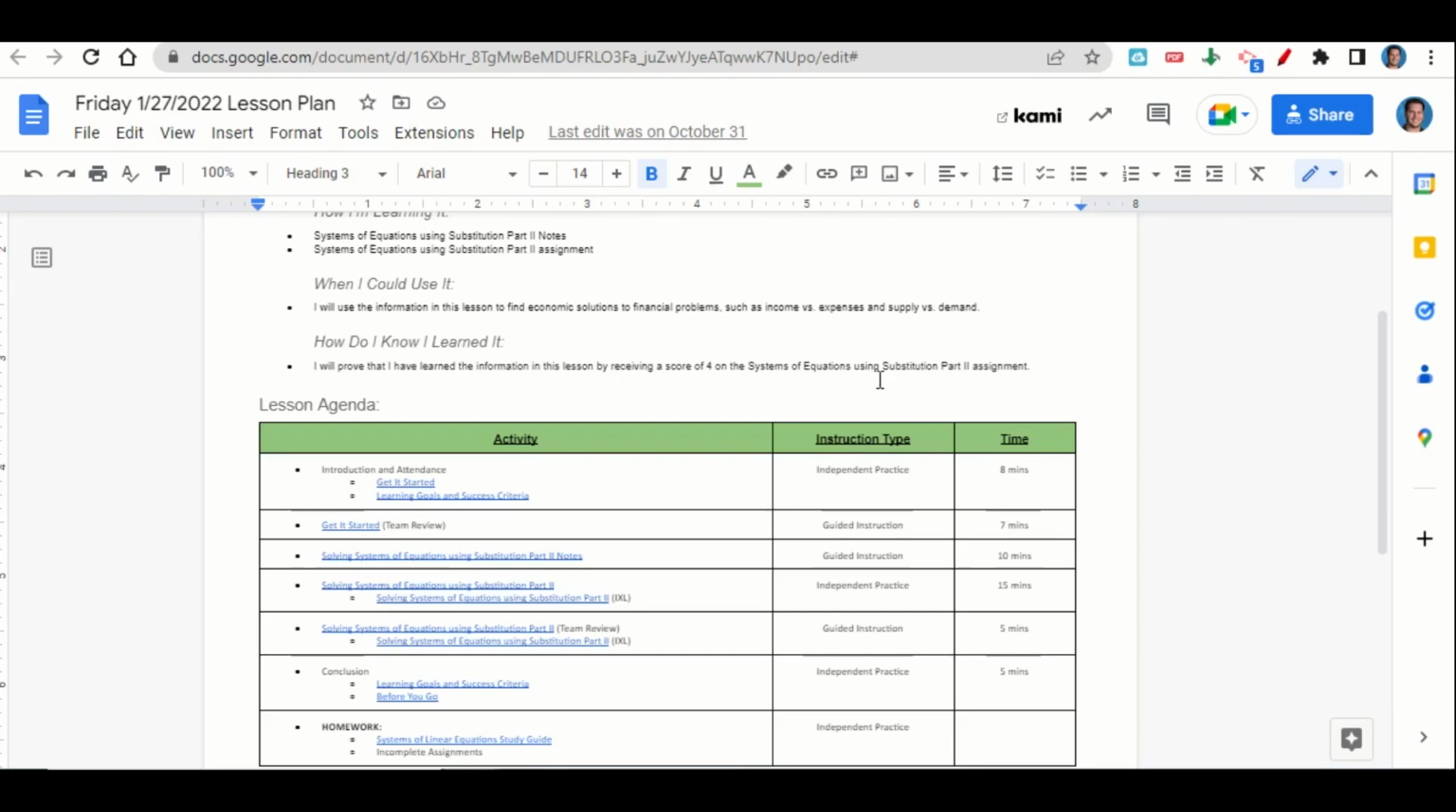At the end of class, we'll go back over our learning goals and success criteria while you fill out your Before You Go. Your only homework for tonight is to continue working on the Systems of Linear Equations Study Guide and any incomplete assignments that you may have.